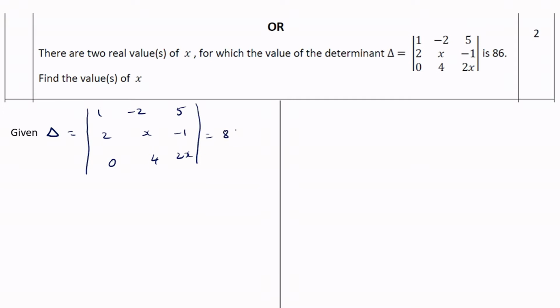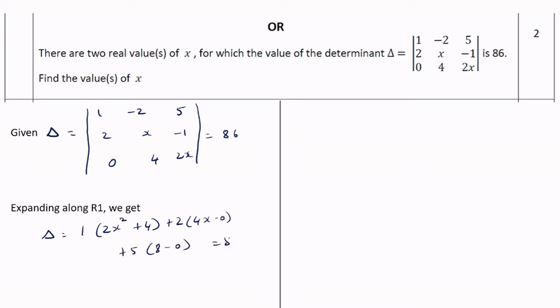equal to 86. Expanding along R1. Let us expand along the first row. We get delta is equal to 1 into 2x square plus 4 plus 2 into 4x minus 0 plus 5 into 8 minus 0. This is equal to 86. Or we get 2x square plus 4 plus 8x plus 40 equal to 86.